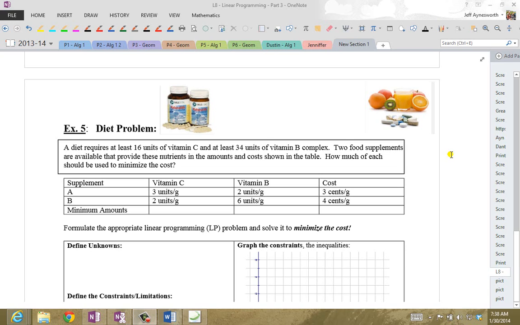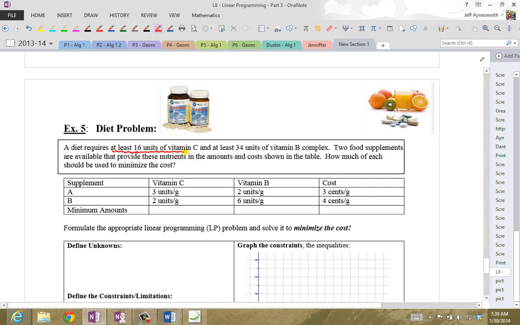It says the diet requires at least 16 units of vitamin C. Now, a unit could be a gram, it could be a milligram, it could be anything. In general, they call it a unit. We should underline that because that part's important. In fact, the words "at least" are important. At least 16 units of vitamin C, and at least 34 units of vitamin B.